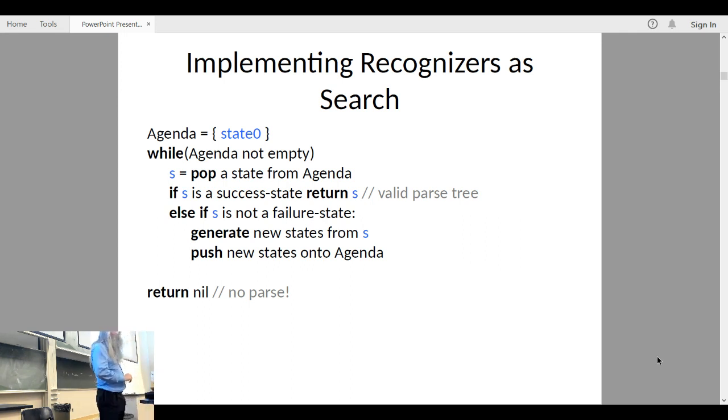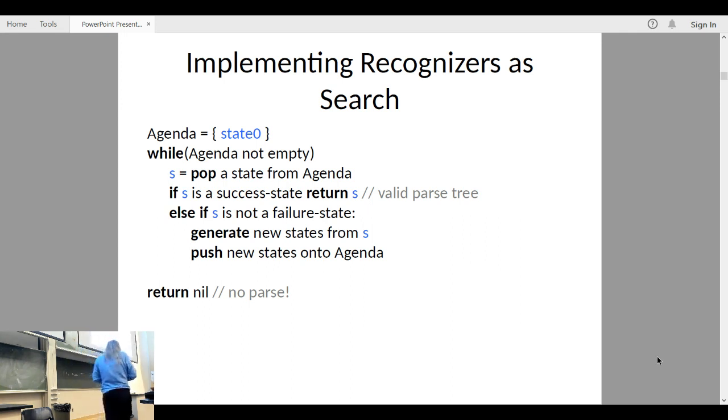But we want to treat this as a search rather than just some other algorithm. We're going to search the space for it. So we're going to take a task, do something which will generate other subtasks that we're going to put in an agenda, and then we're going to take the next one off the agenda. We're going to keep doing this until the agenda is empty or I've found a complete parse.